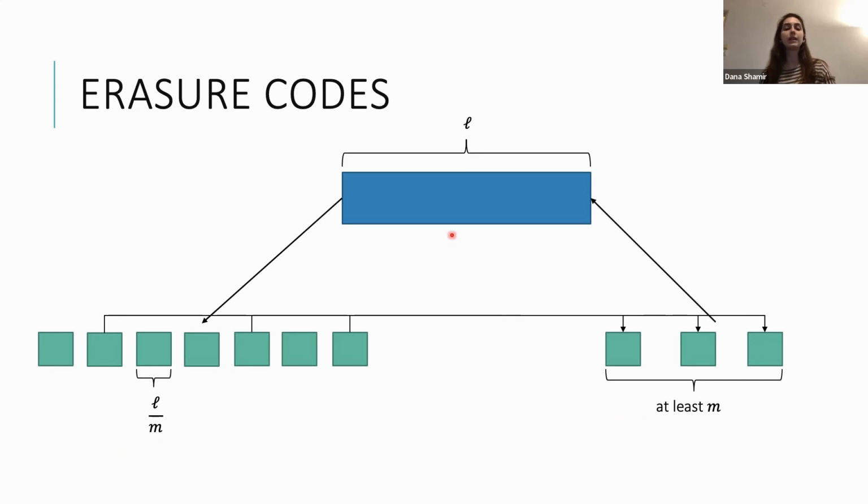So in our case, the message will be the certificate, and the prover uses erasure codes to create smaller pieces out of the certificate, and it distributes these pieces among the nodes of the graph. And now each node that has at least M pieces in its T neighborhood will be able to reconstruct the certificate. And we take M to be some function of T. So this way, we reduce the certificate size by f of T.